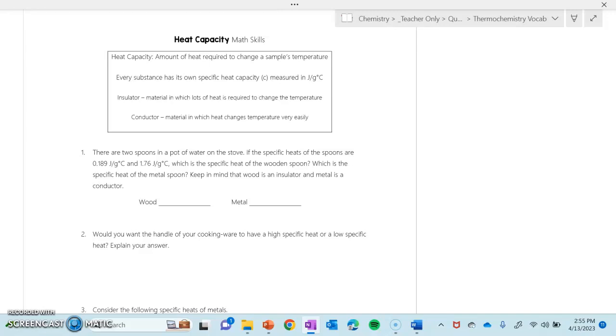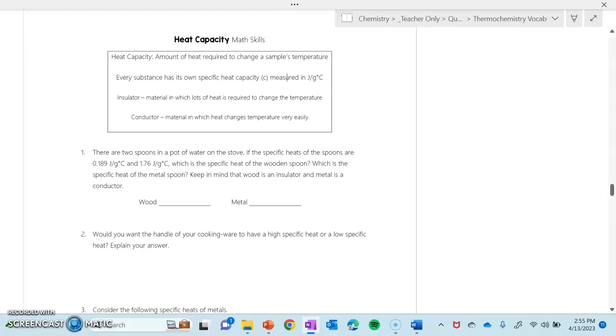And then we have a couple more terms listed here, an insulator and a conductor. An insulator is a material in which lots of heat is required to change the temperature. So that means we're going to have a lot of joules of energy needed. Therefore, our heat capacity will be a larger number for an insulator. For a conductor, however, the heat changes the temperature very easily, so we won't need as much energy, and then you might have a really small amount of joules per gram degree Celsius. Therefore, our specific heats for conductors are going to be much smaller.